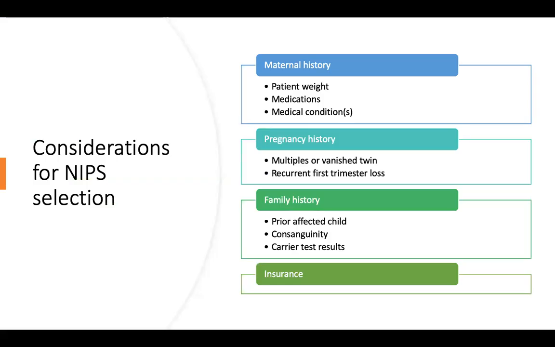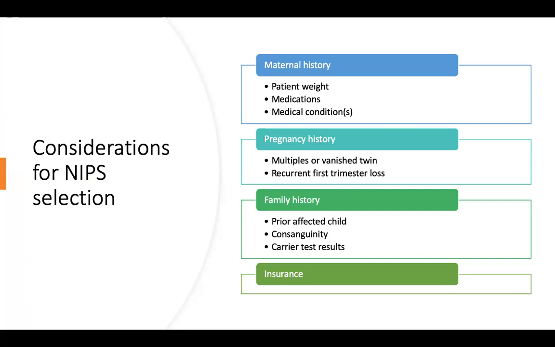So testing technologies each have their own benefits and limitations, and selection of the NIPS technology really depends upon the clinical scenario. A general rule of thumb is that pretty much any patient sample could be sent to a lab that uses the counting method. There really aren't many contraindications other than a high order multiple pregnancy, like a triplet or beyond.